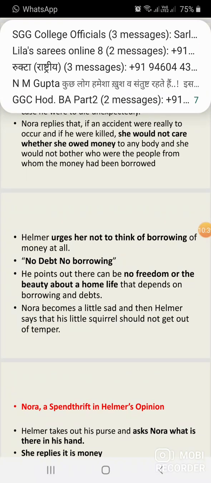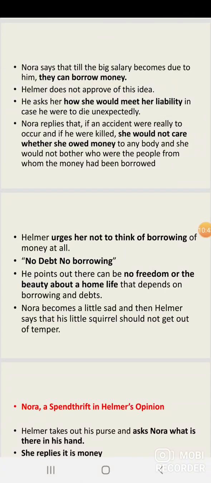because he believes in no debt, no borrowing. He says that there can be no freedom or beauty in a home life that depends on borrowing and debts. So he believes that if you borrow money and then spend, if you owe debt, if you owe someone, it means you are not happy in your house. It means your house is not happy at all. You have no freedom at all, he believes.